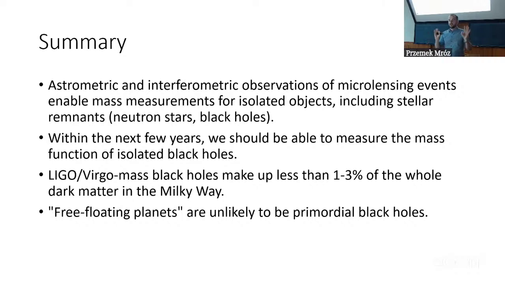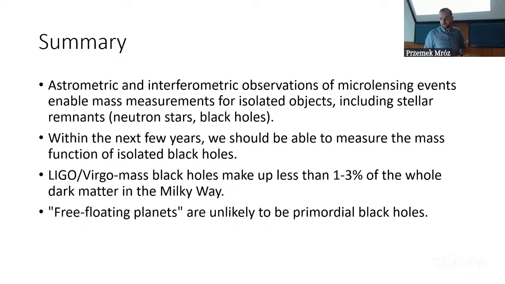So to summarize, I hope I convinced you that we can use astrometric and interferometric observations of microlensing events to study the masses of isolated objects, including the masses of neutron stars and black holes. And we hope that within the next 3 years, we should have enough measurements to measure the mass function of black holes. Our observations also indicate that LIGO Virgo mass black holes make up less than 1 to 3% of the whole dark matter in the Milky Way.